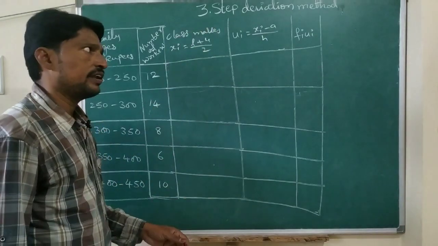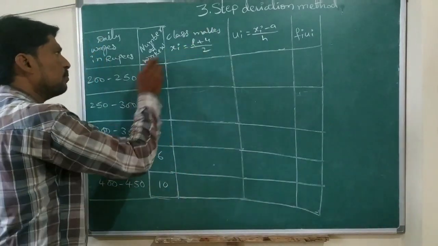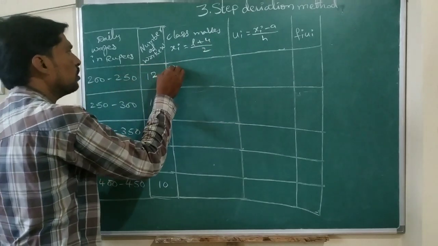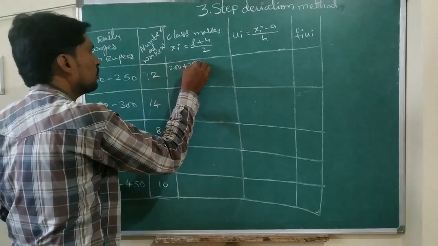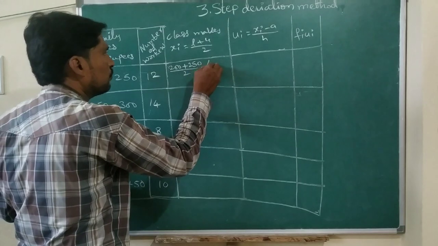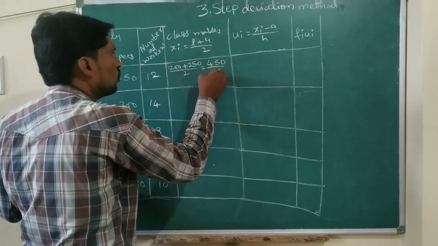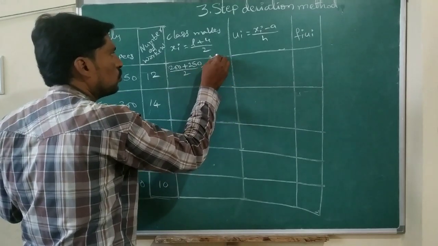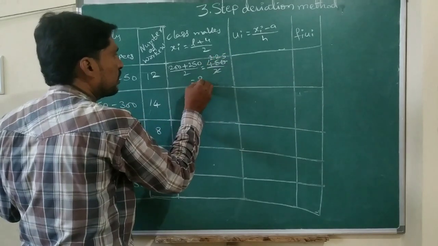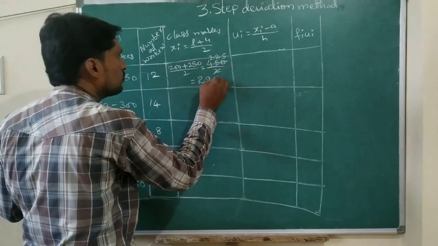So the class mark we are finding here. xi means L plus u by 2. The first class is 200 to 250, so 200 plus 250, 450 by 2, means we are getting 225.